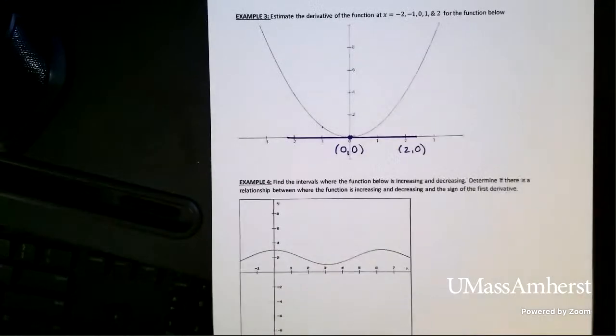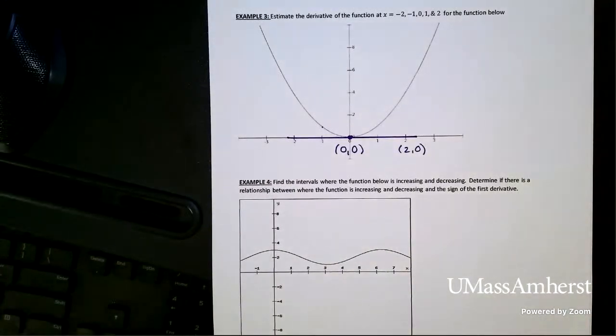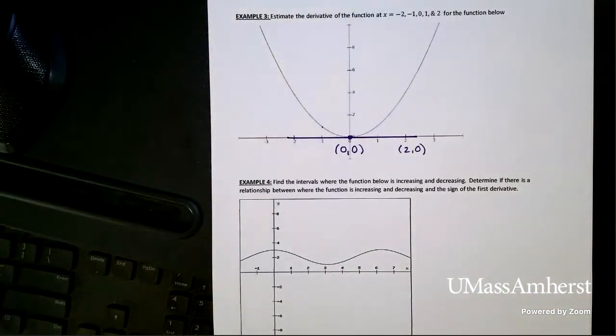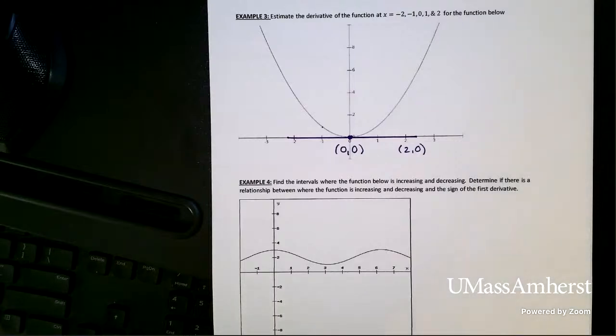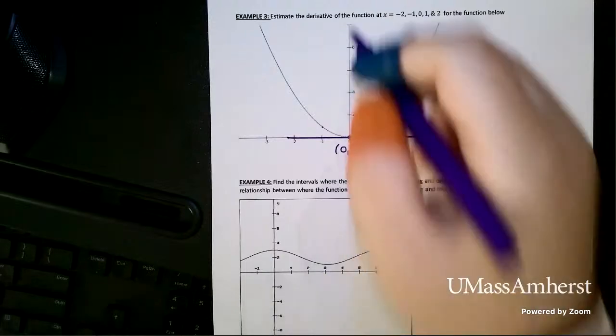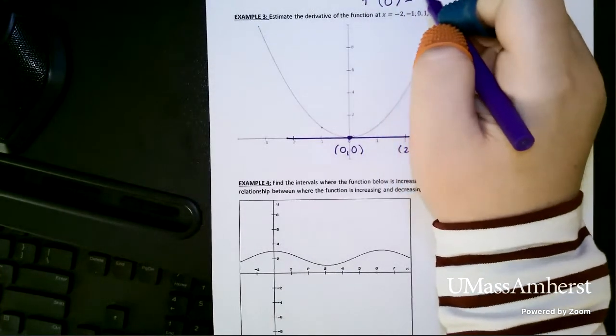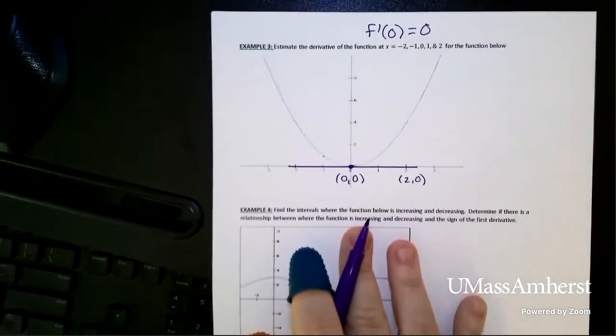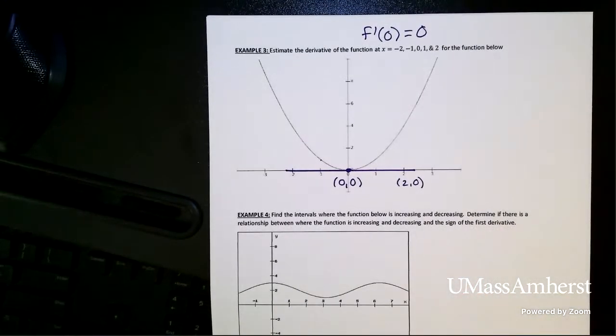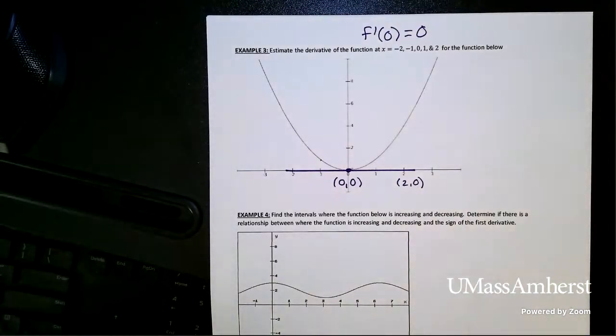So any of those. Again, we know that if it's a horizontal line, the slope is going to be 0. But if you also do change in y over change in x, you end up with 0 over 2, which is still 0. So here we know that the slope at 0 should be 0 because we have this horizontal tangent line at 0. Okay. So let's look at the next one.